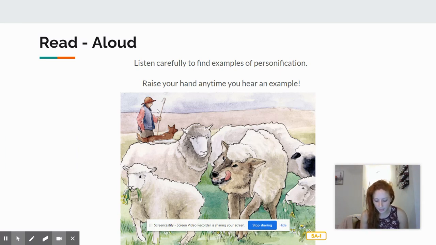Night after night, a wolf prowled around a flock, or a group of sheep, looking for one of them to eat. But the shepherd and his dogs always chased him away. So that wolf was prowling, or walking around silently, looking for food, right? That wolf is wanting to eat those sheep.